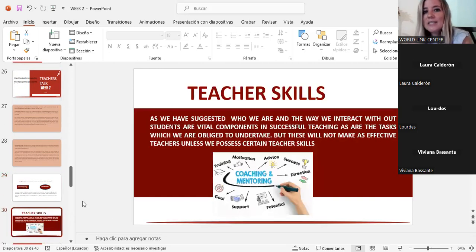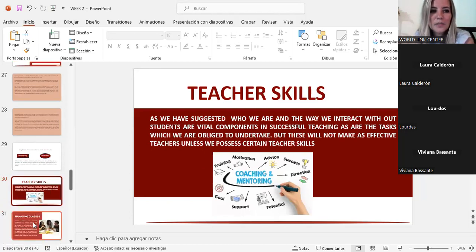So teacher skills. As we have suggested, who we are and the way we interact with our students are vital components in successful teaching, as are the tasks which we are obligated to undertake. But this will not make us an effective teacher unless we possess certain teacher skills. Okay? So you have to realize when you assign a homework, if they gonna be obligated to do it or it is something boring. Okay, so you have to realize that they don't feel obligated.